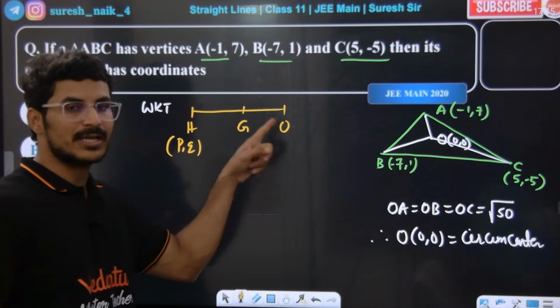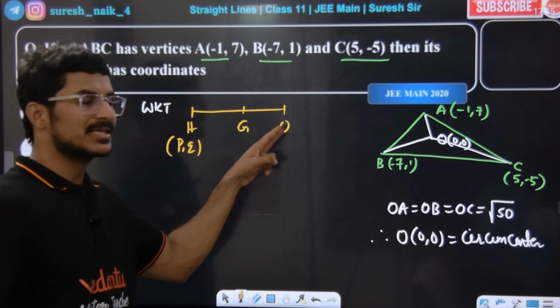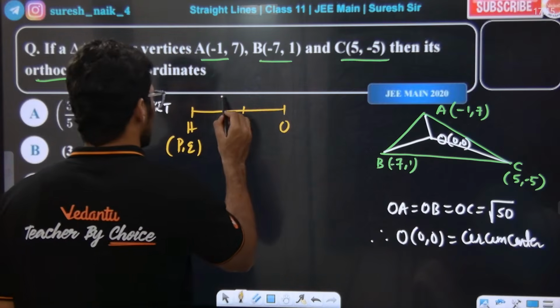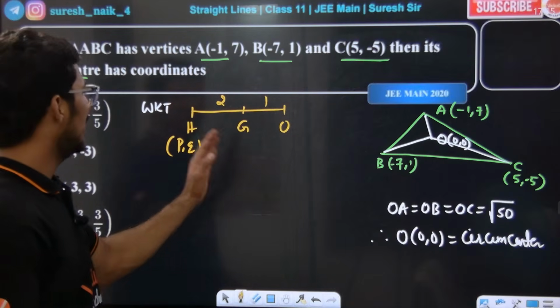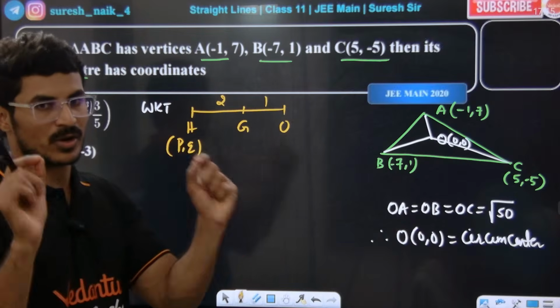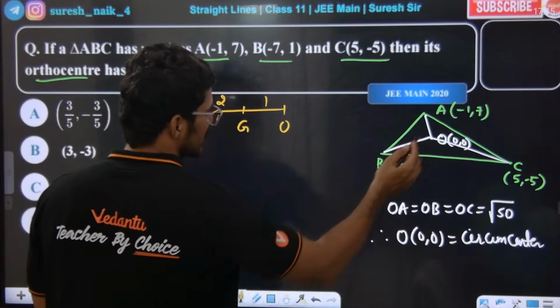The centroid will divide the line segment joining the orthocenter and circumcenter in a 2:1 ratio. We know this; yesterday I told you already. The line joining the circumcenter and orthocenter will be divided in a 2:1 ratio by the centroid. So what is the centroid?